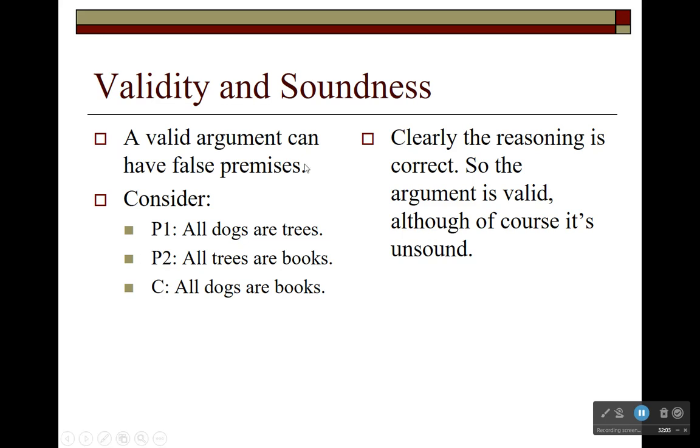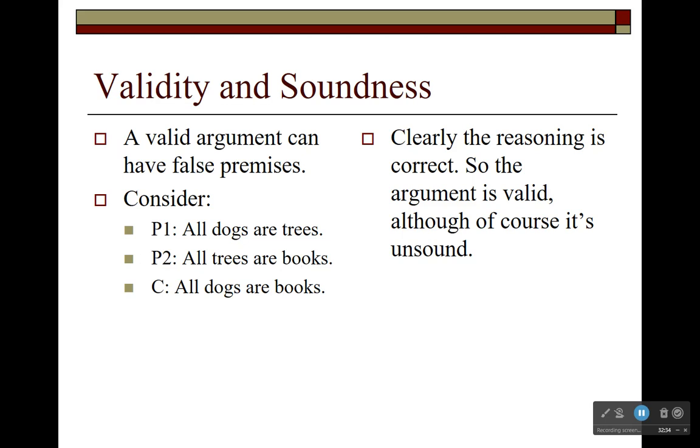Here again, why do I say that the argument is valid? Why do I say that the reasoning is correct? Apply the test of validity. If these premises were true, would this conclusion be necessarily true? If you think about it a little bit, I think you'll agree that is the case here. If these premises were true, it would not be possible for this conclusion to be false. Obviously, the premises are false. All dogs are trees is obviously false, and all trees are books is obviously false.